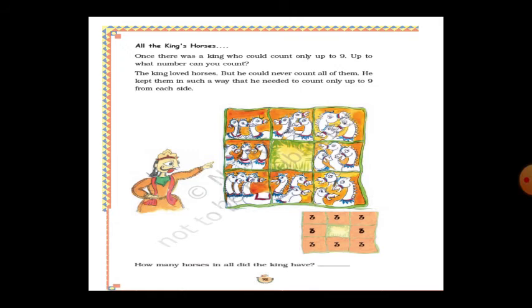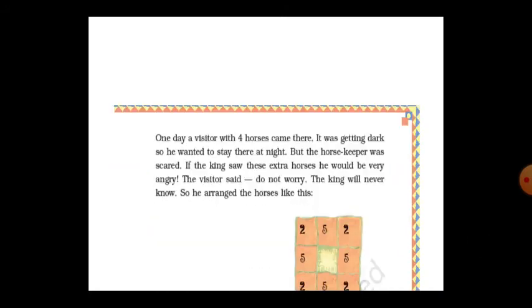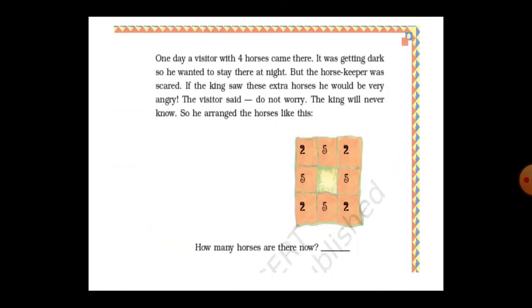So how many horses in all did the king have? If you add all this, you will get the answer. 3 plus 3 is 6. 6 plus 3 is 9. 9 plus 3, 12. 12 plus 3, 15. 15 plus 3, 18. 18 plus 3, 21. 21 plus 3, 24. So there are 24 horses.